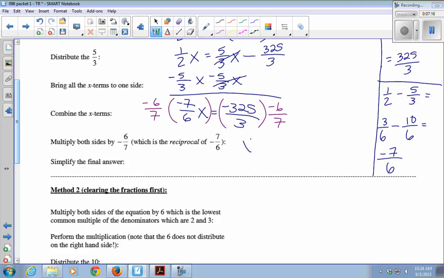So on the left, I have an x. On the right, I have a negative times a negative, so it's going to come out positive. And when you multiply fractions, multiply the tops, multiply the bottoms. So I have to do 325 times 6. Can I do that in my head? 650, double it again. 1950? Good. Over 3 times 7 is 21.